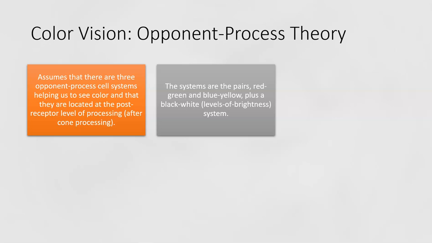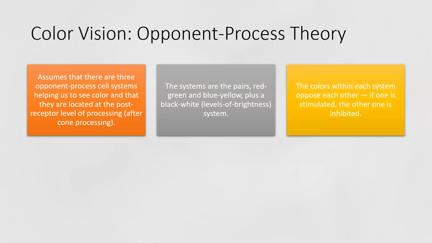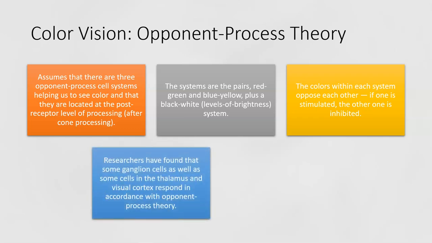So these systems are in pairs. There are red-green pairs and there are blue-yellow pairs, plus black and white pairs that are designed to help you see different levels of brightness. The colors inside each system oppose each other. If one is stimulated, the other is inhibited. Researchers have identified that there are ganglion cells as well as some cells in the thalamus that actually function in this way, following the assumptions of opponent process theory.